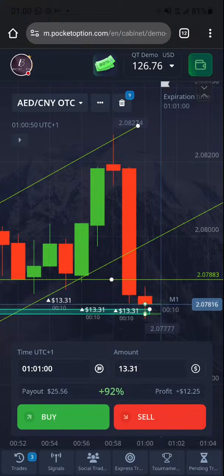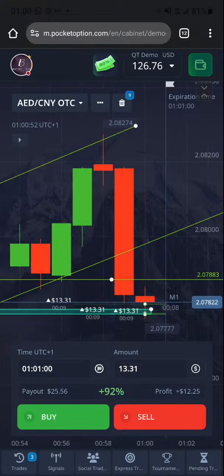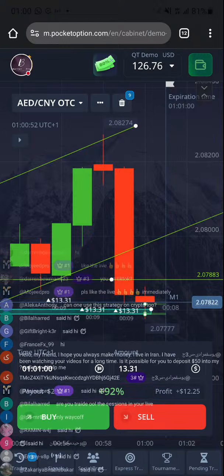You understand? Let's see. I'm really expecting a green candle here. So let's see what happens. I don't like it when the market just freezes like this.